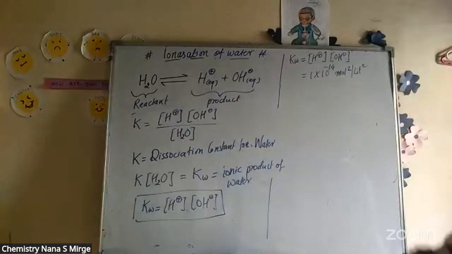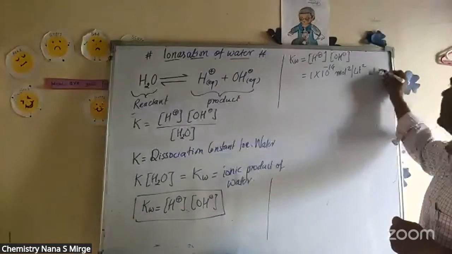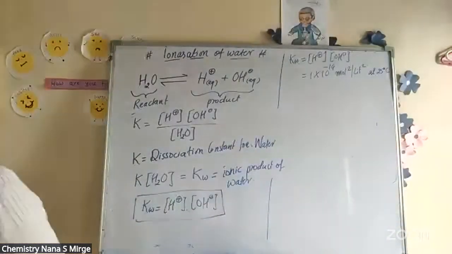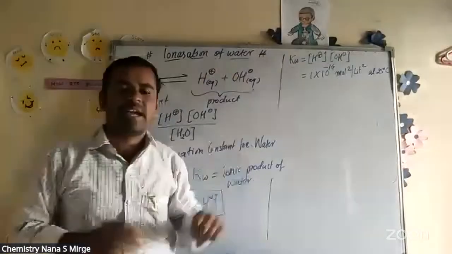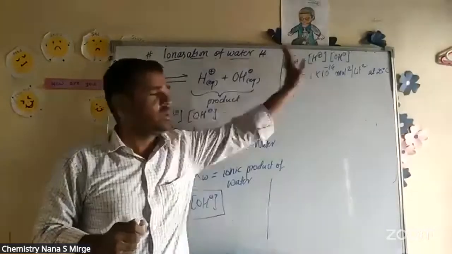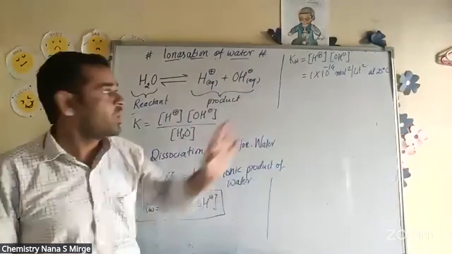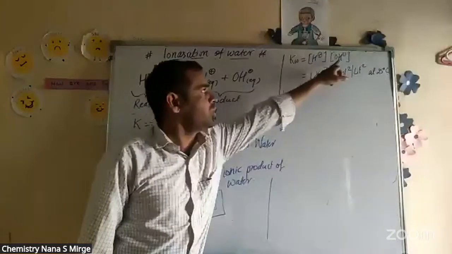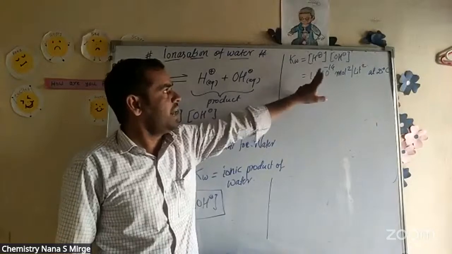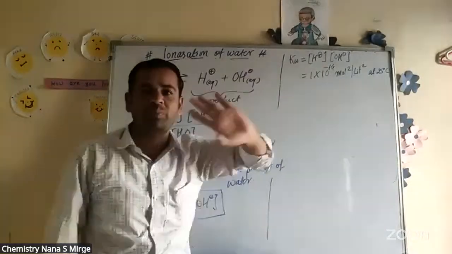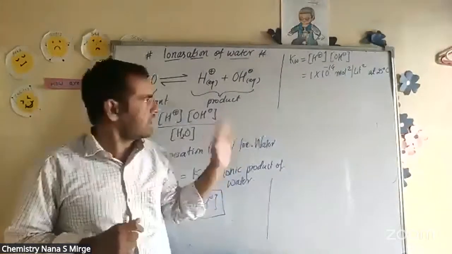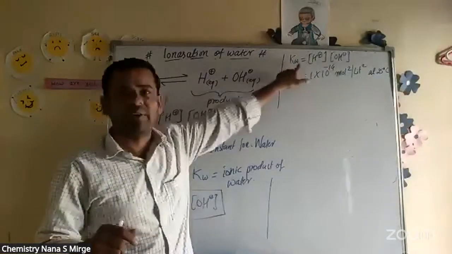That is the value at the temperature of 25 degrees Celsius. मतलब अगर आपको OH and H plus आयन का कॉन्सेंट्रेशन 25 डिग्री सेल्सियस पे कितना आता है, वो आएगा 1 into 10 raised to power minus 14, means concentration of H plus ion into concentration of OH negative ion, it is equal to 1 into 10 raised to power minus 14. That is the concentration mole squared per liter squared. So it is the Kw value.